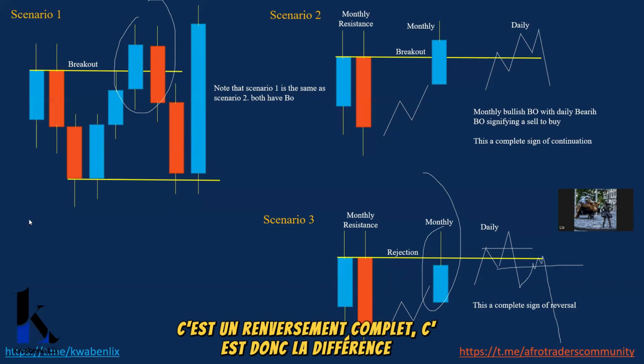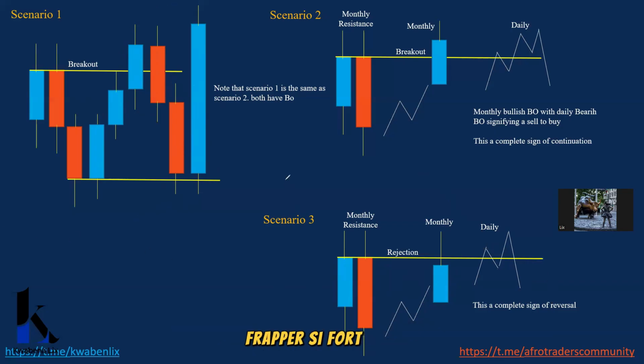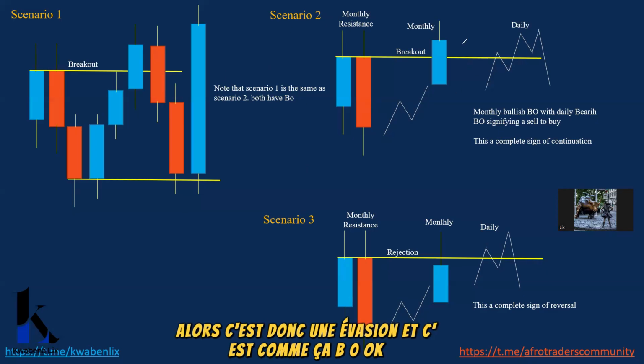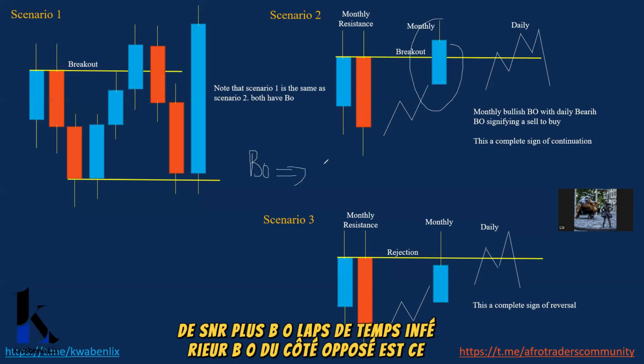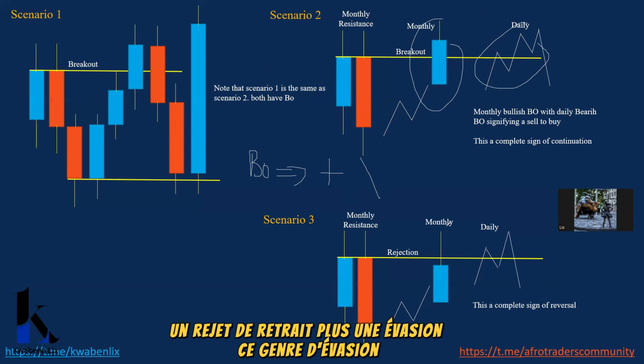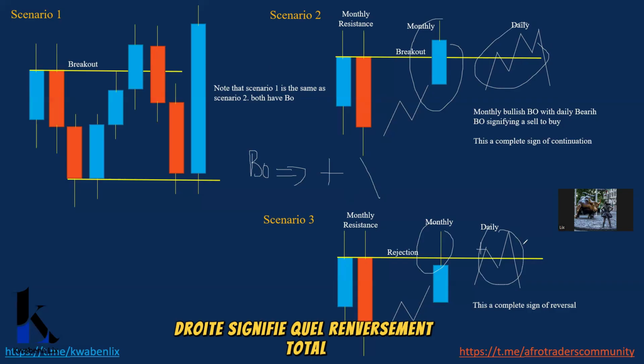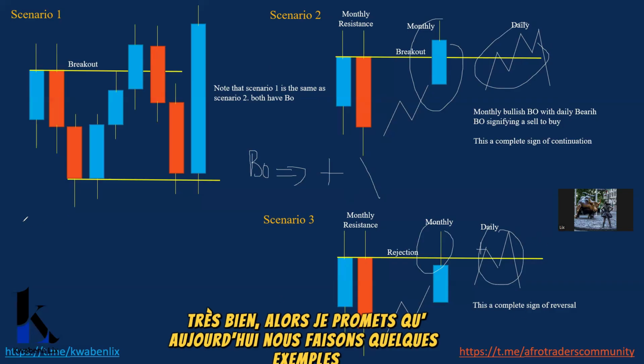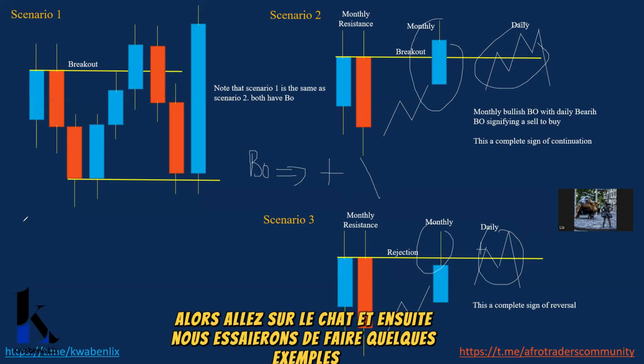That's the difference. I think I explained it, but I didn't hit it that hard. So a breakout (BO) of S&R plus a lower time frame BO on the opposite side is a pullback. Rejection plus this kind of breakout signifies total reversal. I promise that today we'll do some examples, so we'll go to the chart and try and do some examples.